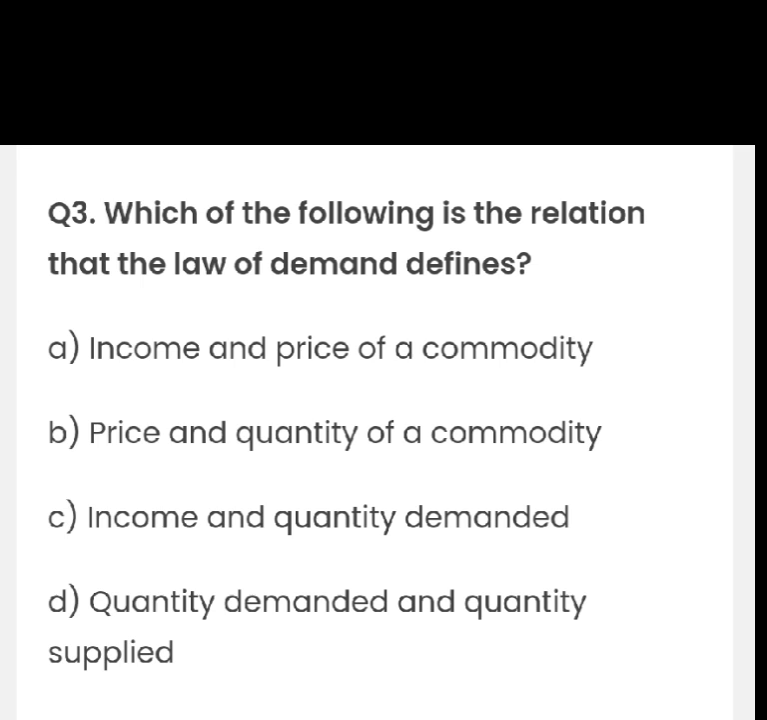And third is income and quantity demanded. So that means there is a kind of association between income and quantity demanded. And fourth, option D, is quantity demanded and quantity supplied. That means the basic demand and supply equilibrium. So here the right answer will be the price and quantity of commodity. We knew that the law of demand demonstrates that there is a negative relationship between the price and quantity of a commodity. That means the higher the prices, the lower the demand, and the lower the price, the higher the demand will be. So here the right answer will be option B.